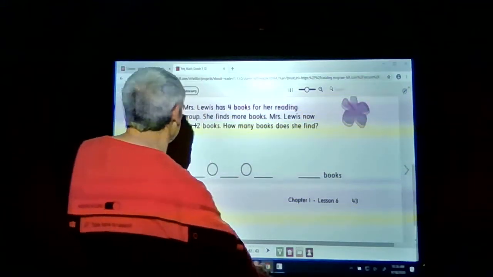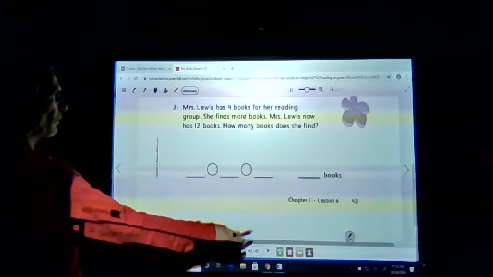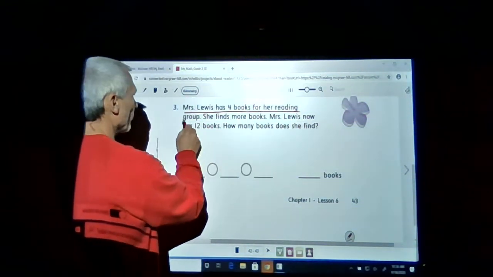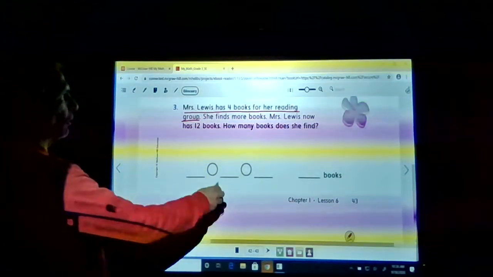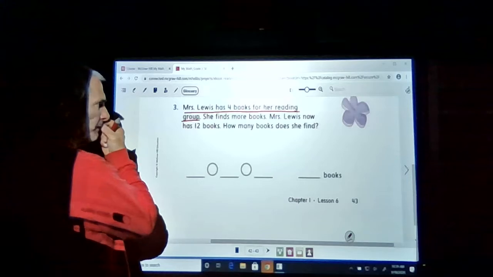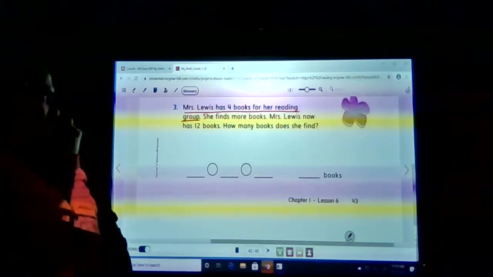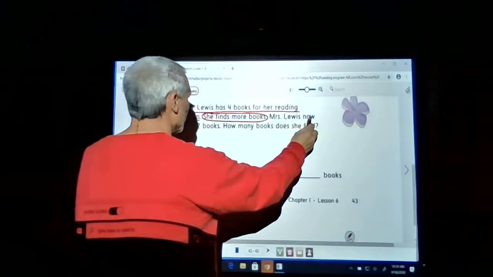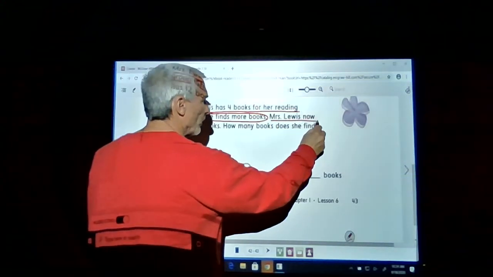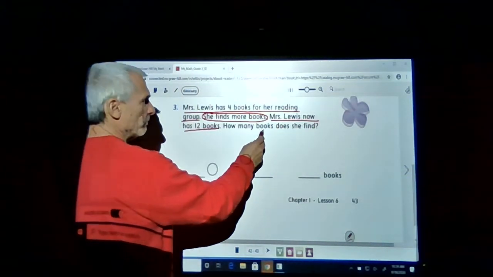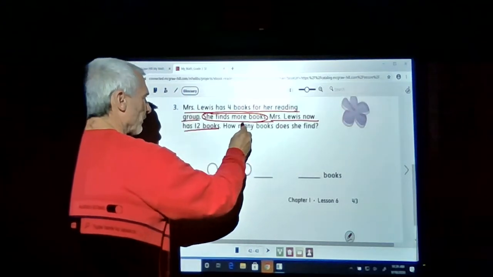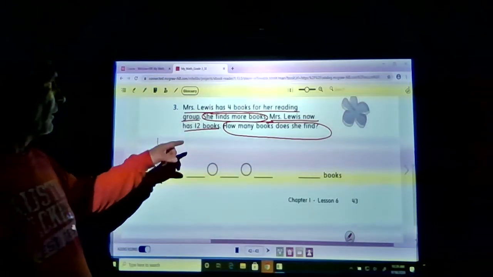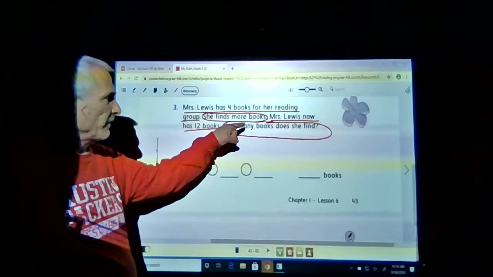We're doing well. Mrs. Lewis, what do we know? Mrs. Lewis has 4 books for reading. Do we know that? Yes, we do. For her reading group. She finds more. She finds more? I don't think we know that. We don't know how many she finds, but we know she finds more. Mrs. Lewis now has 12. Well, we know she now has 12. We do know that. How many books does she find? That's what we have to find out. We gotta find out how many books does she find. We know she finds more, and we have to find out how many books she finds.